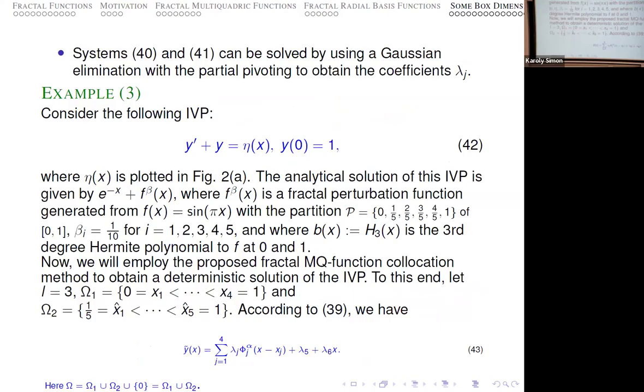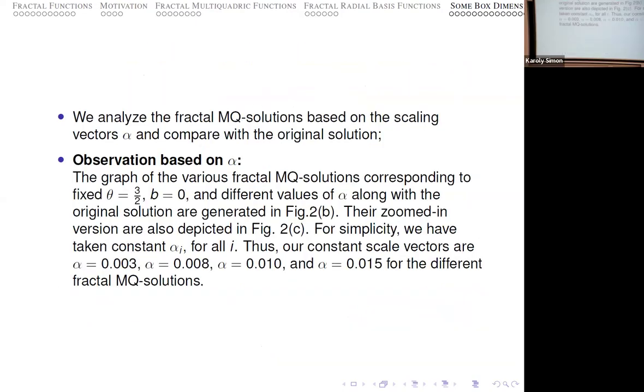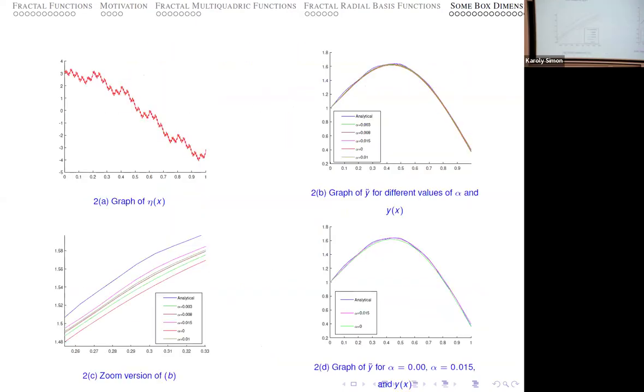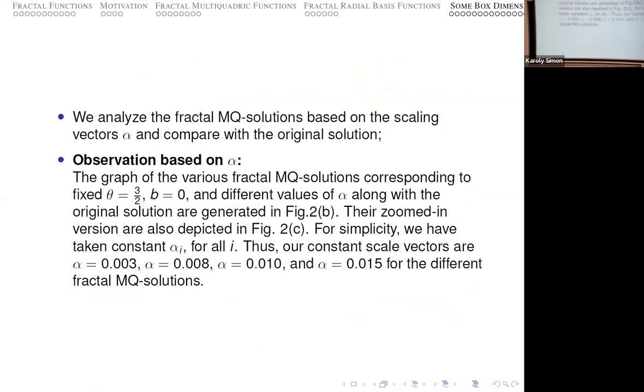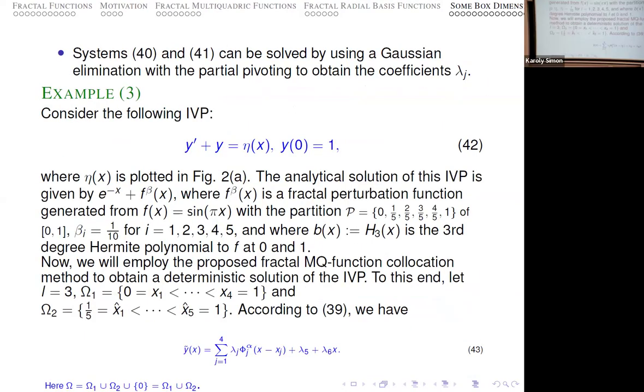In particular, we have given y' plus y equal to eta(x), where eta(x) is a fractal function. That means it is very irregular in nature. So this eta(x) we have plotted here somewhere. So this is eta(x). So you want a differential equation whose right hand side is very irregular in nature. The analytical solution is known to us: e to the power minus x plus f_beta(x).